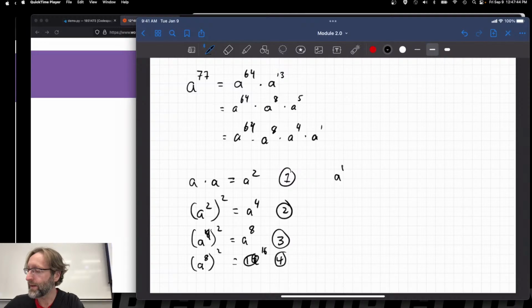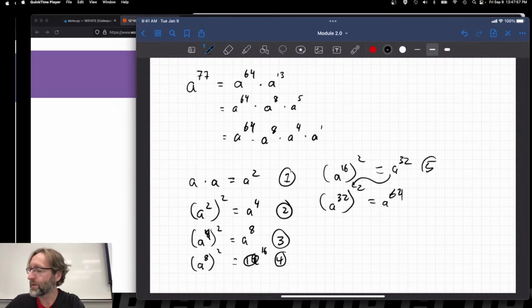A to the 16th squared. A to the 32nd squared. That one gives me A to the 32nd. And then I just feed that into the next step: A to the 64th. 4, 5, 6 multiplications so far, instead of the 77 that our naive Python program was going to make. 77 multiplications, which is a blink of an eye, it doesn't matter.